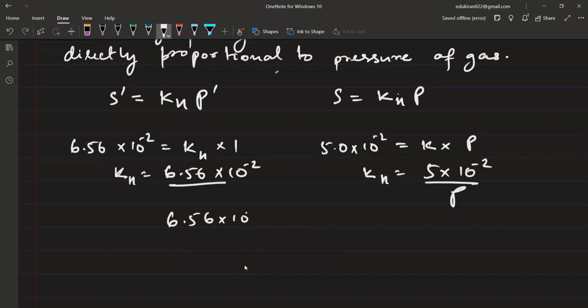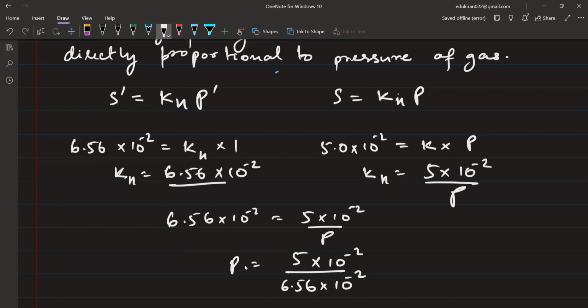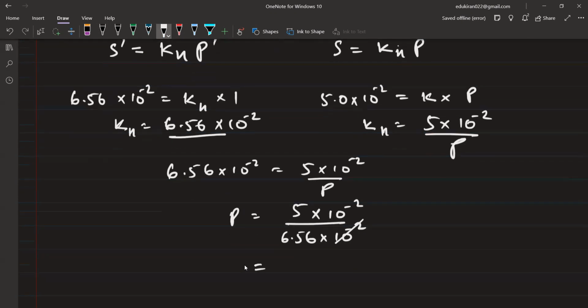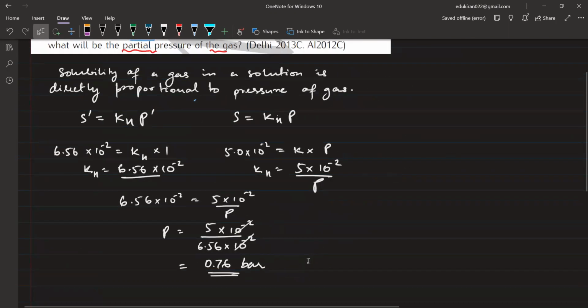6.56 into 10 to the power minus 2 is equal to 5 into 10 to the power minus 2 divided by P. P will be equal to 5 into 10 to the power minus 2 divided by 6.56 into 10 to the power minus 2. So this is going to get cancelled. 5 divided by 6.56 is coming out to be how much? 0.76 per. Please write this down.